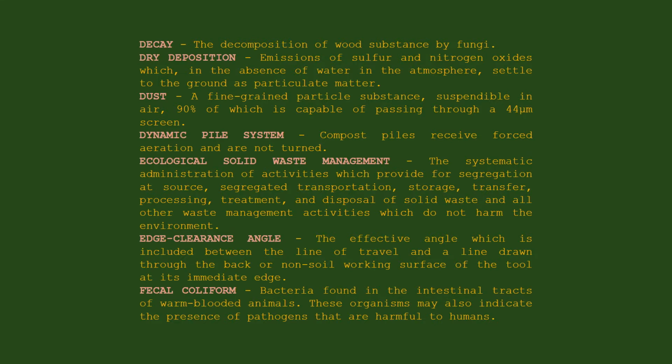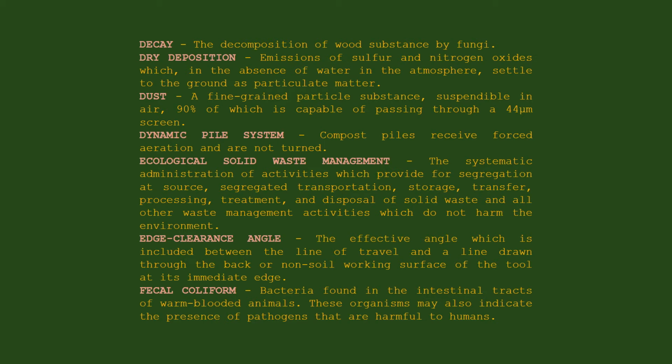Decay, the decomposition of wood substance by fungi. Dry deposition, emissions of sulfur and nitrogen oxides which, in the absence of water in the atmosphere, settle to the ground as particulate matter. Dust, a fine-grained particle substance, suspendable in air, 90% of which is capable of passing through a 44 micrometers screen. Dynamic pile system, compost piles receive forced aeration and are not turned.